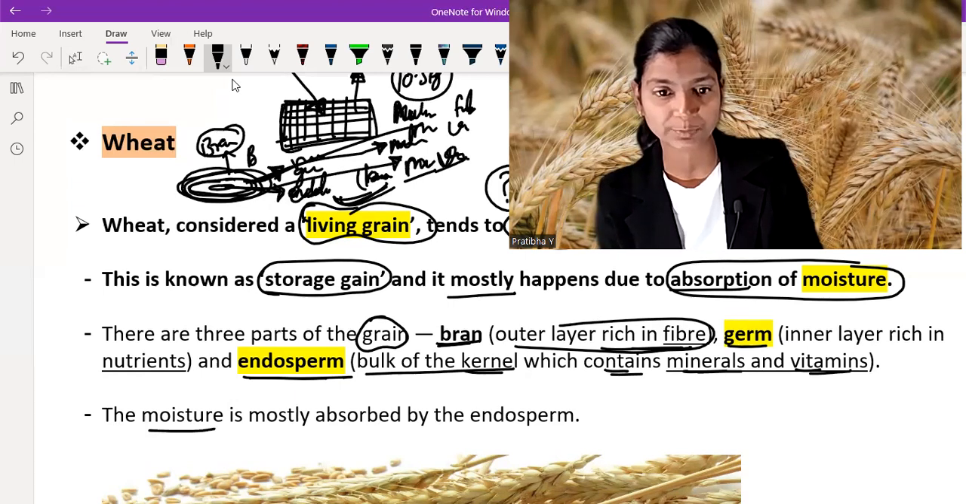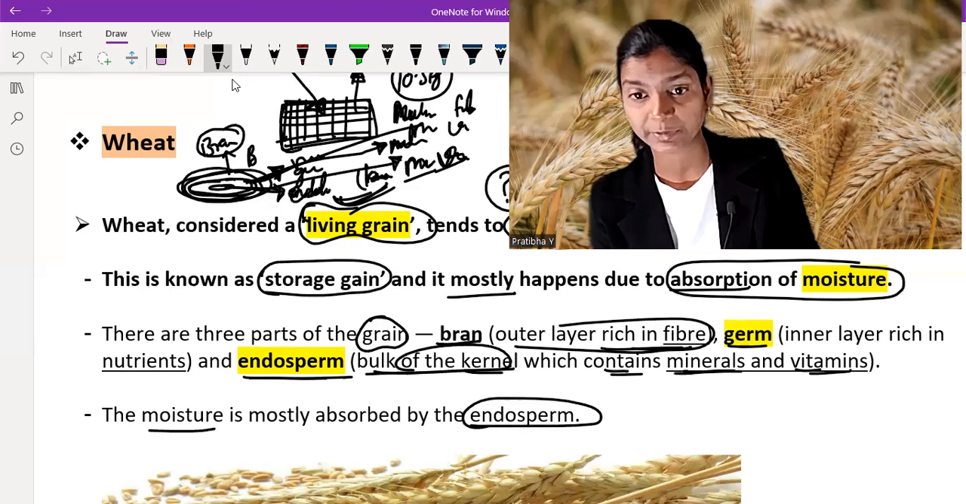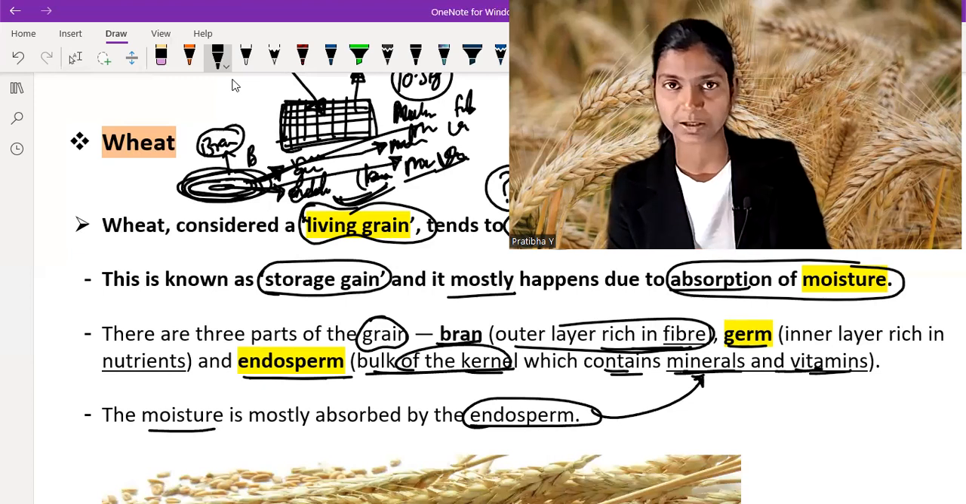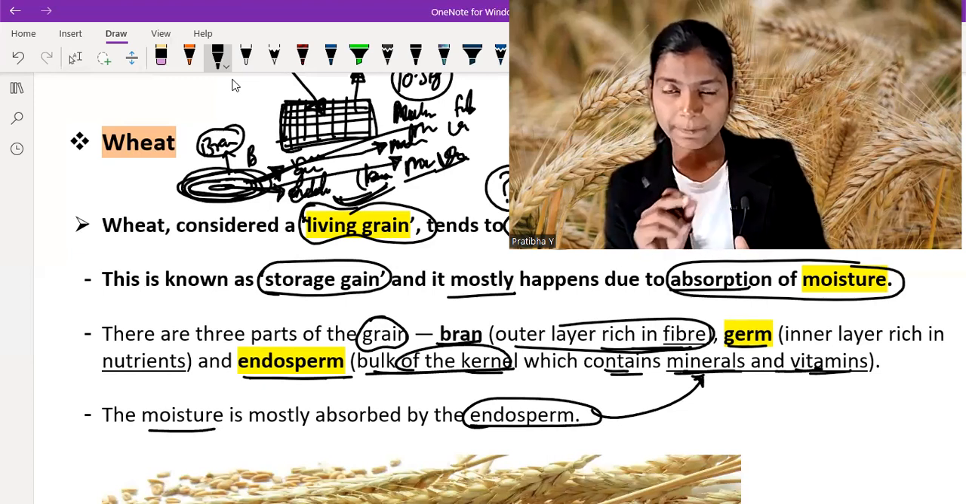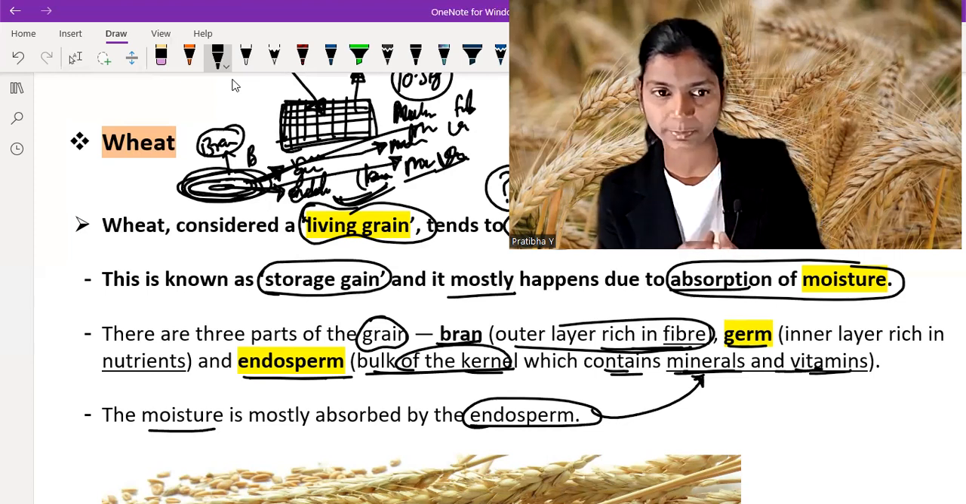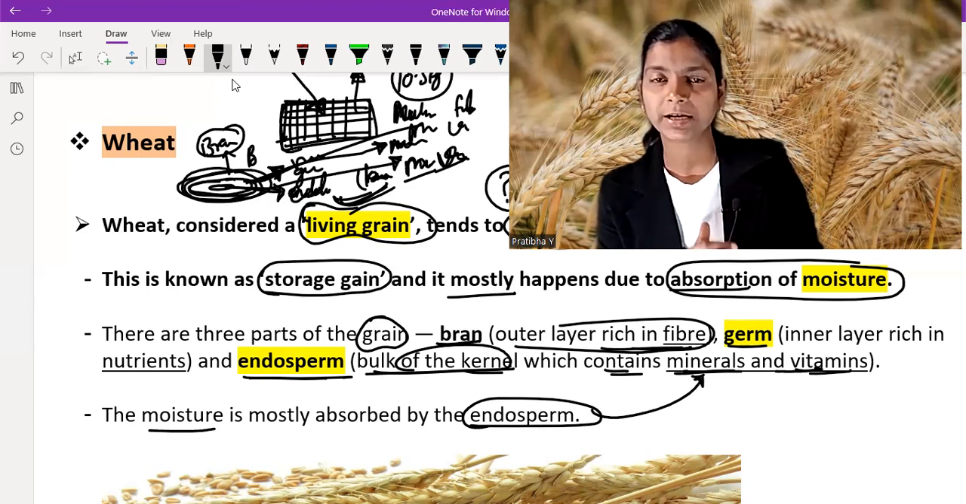The moisture is mostly absorbed by the endosperm. So the endosperm part, which is the bulk of the kernel which contains minerals and vitamins, absorbs the moisture. If a question is asked which part of the wheat absorbs the moisture, remember the endosperm part, the core layer of the wheat. The first layer is called bran, which contains fiber. The next layer is called germ, which contains mineral nutrients, and the next layer is called endosperm, the bulk of the kernel which contains vitamins and minerals. This part, endosperm, is holding, or absorbing, the moisture. Due to that, the weight of the wheat increases.